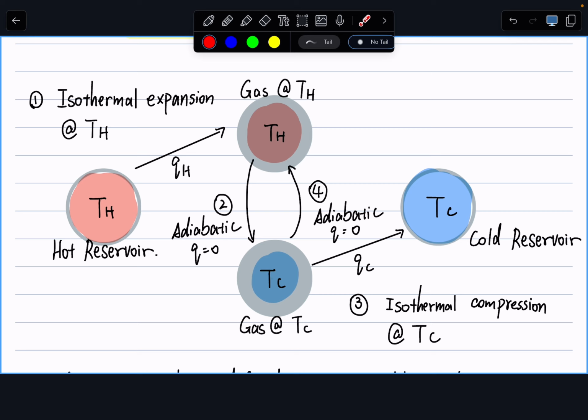So far, so good? Are we doing delta H? Oh, delta H is also 0. So we'll just stick to delta U for now. Okay, next up. Now we have the gas expanded at QH. We're ready to cool it down.